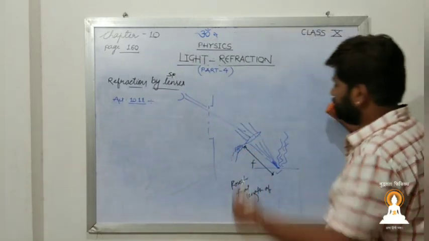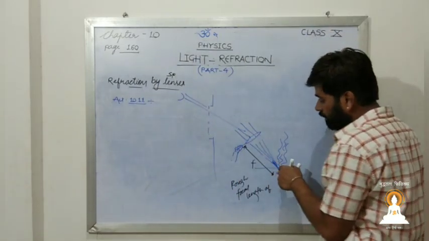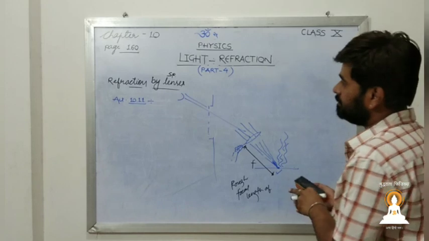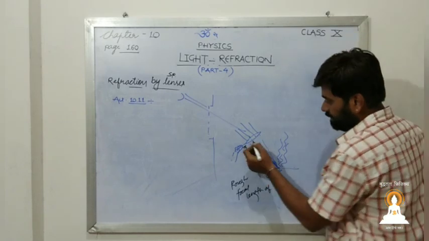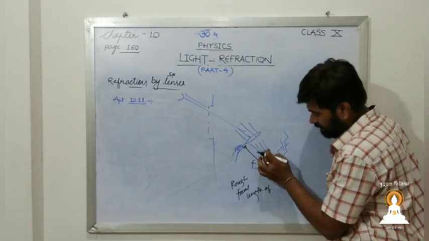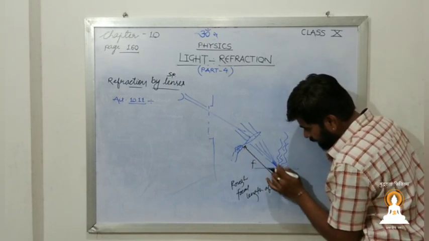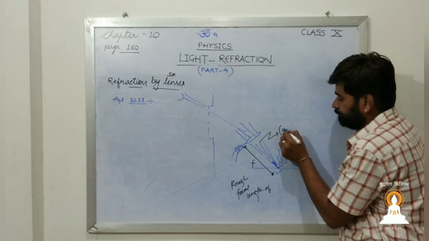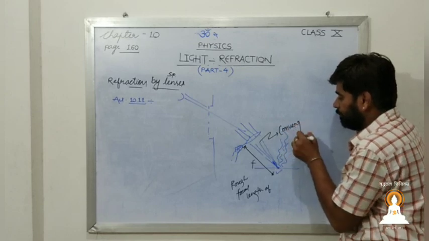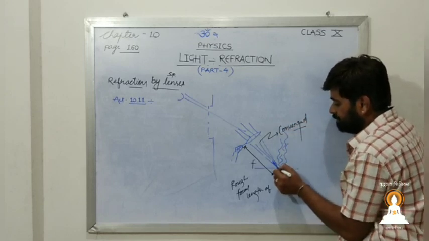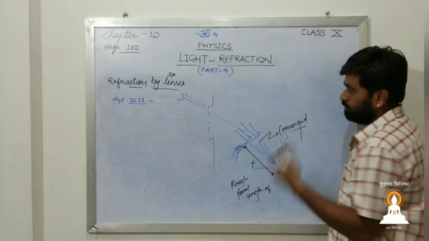So these parallel rays got converged. See why this particular lens, the convex lens, is known as a converging lens: because after passing through this lens, they all converge at this particular point. That's why it is known as a converging lens.